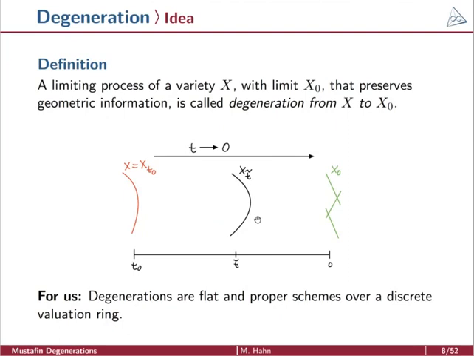Now, for the experts in the audience, for us, the degeneration is always going to be a flat and proper scheme over a discrete valuation ring. Then x is going to be the generic fiber, x0 is going to be the special fiber, and t is, of course, going to be the uniformizer. And so letting t go to 0 corresponds to modding out t, so modding out the uniformizer in the defining ideal, because actually all degenerations that we look at today are also going to be projective.